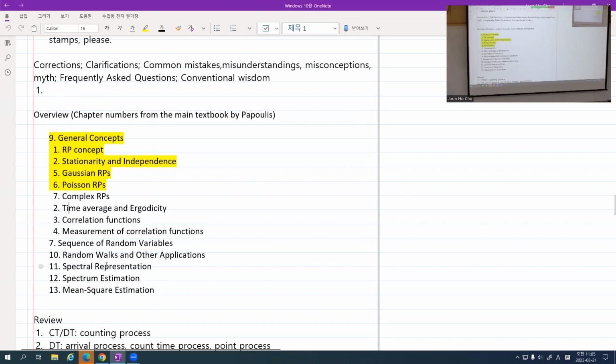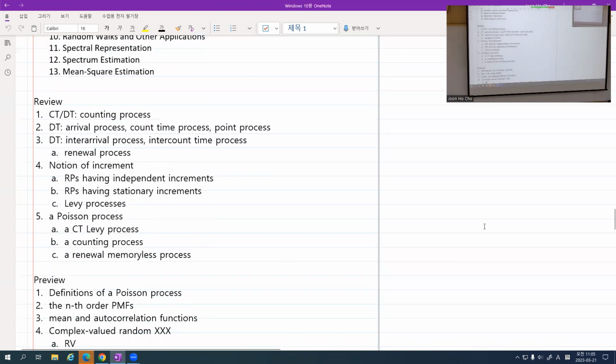Anyway, let me quickly review what we learned last time about Poisson process. Before we define the Poisson process, we started to learn about some real world situations where you can define first a counting process, and then you can define an associated arrival process, and also you can define an associated inter-arrival process. Got it? And I believe now you are familiar with those concepts.